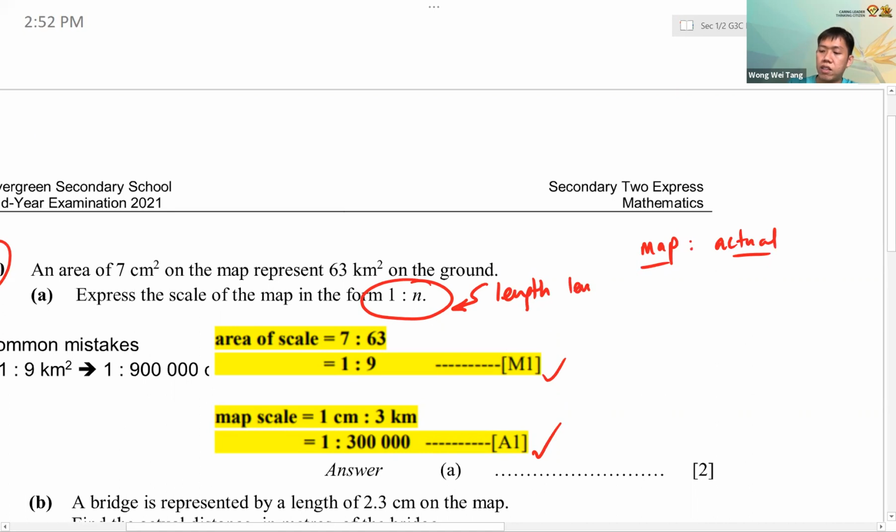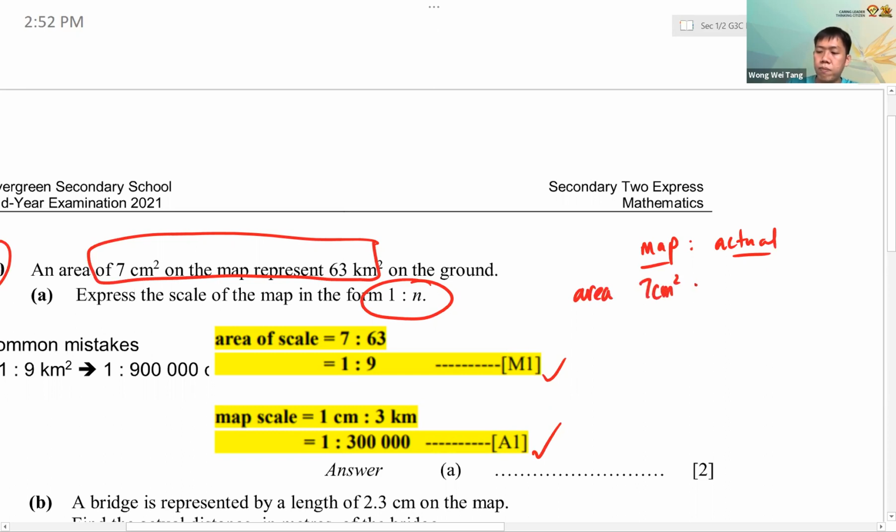So we have length and area. The question gave us area. So 7 square cm to 63 square kilometers. Now we want to reduce it to our simplest form first, as is the standard approach for all ratios. So we can divide by 7. It is not a coincidence that it is 7 and 63. So we have 1 square cm to, divided by 7, we get 9 square kilometers.